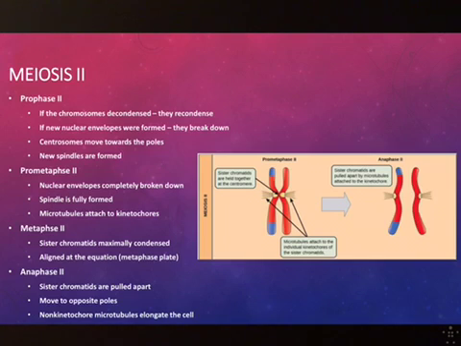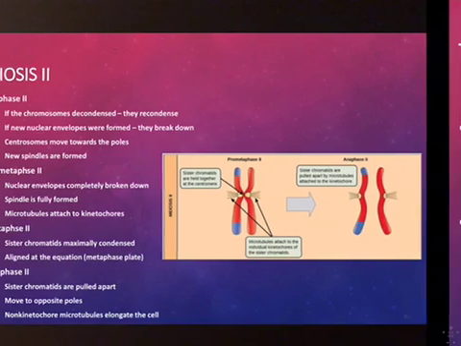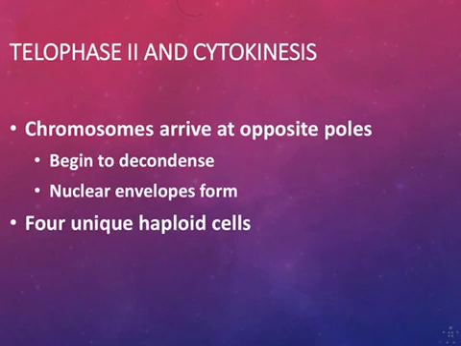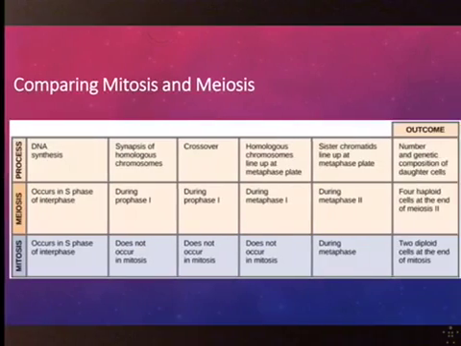Metaphase 2: your sister chromatids are maximally condensed, and they are lined up at the equator, not equation, sorry, or the metaphase plate. And the diagram shows you what anaphase looks like here in meiosis 2. The sister chromatids are pulled apart and moved to opposite poles. The non-kinetochore microtubules will then elongate the cells. Telophase 2 and cytokinesis: your chromosomes are at the opposite poles. They begin to decondense, and now we get nuclear envelopes forming, and this will result in 4 unique haploid cells.